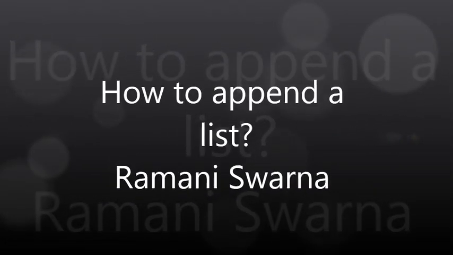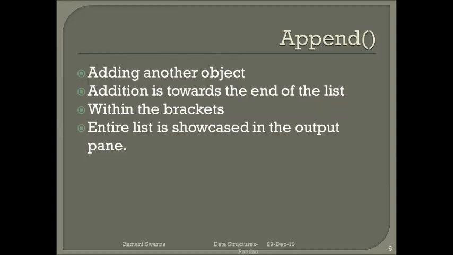Now I'm going to showcase to you the steps as to how to append a list with numbers. Okay, now this is where I'm entering right now. Before I showcase the practical implementation, let us understand what we mean by append. Here it means adding another object to the existing list itself. The addition is towards the end of the list.